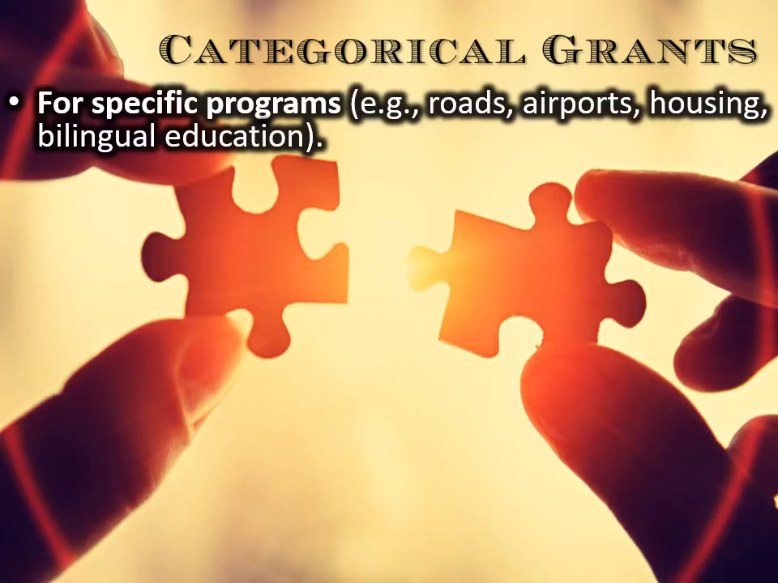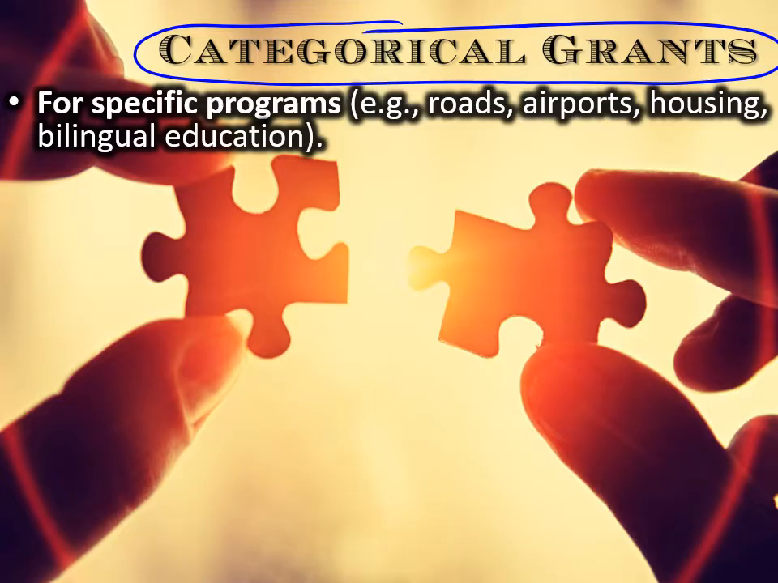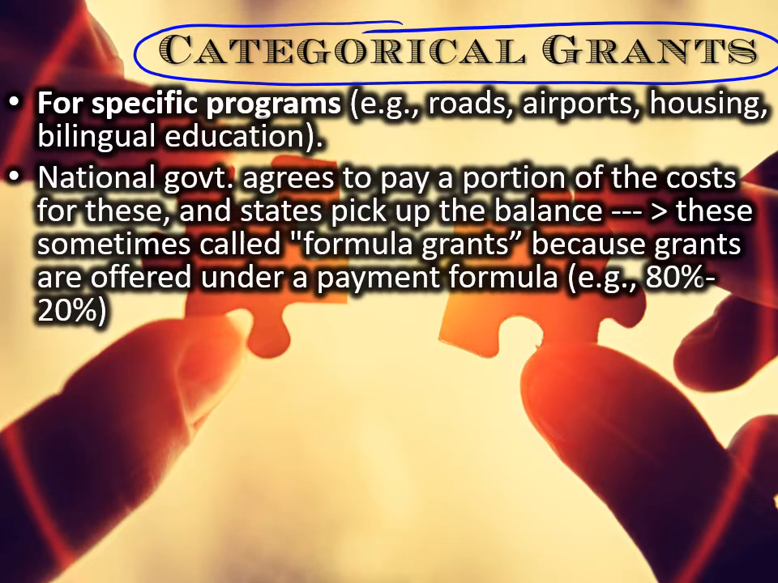Okay, so we're going to talk about different types of grants now. One of the types of grants is a categorical grant. A categorical grant is one that's given for a specific purpose. So if you gave money to California and you said that it has to be spent on bilingual education, how do you think California feels about that?